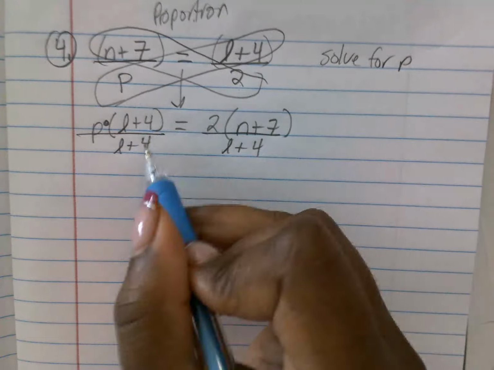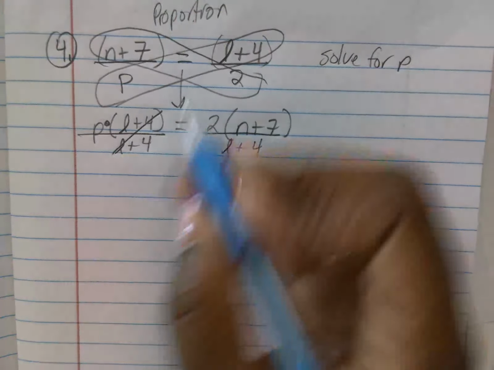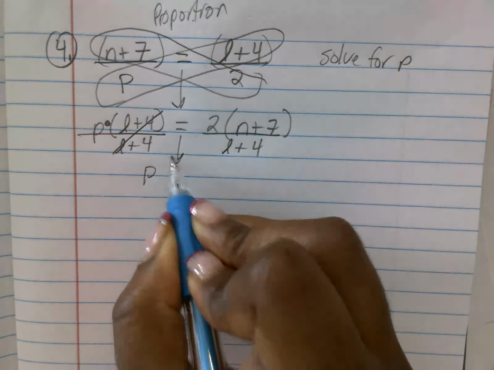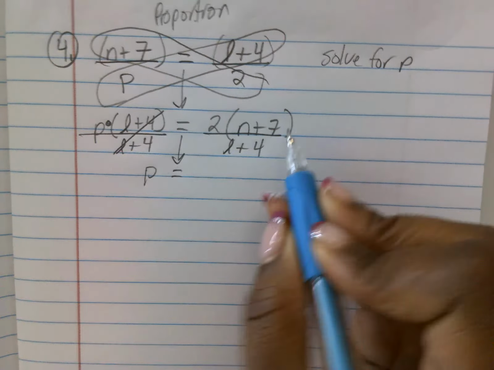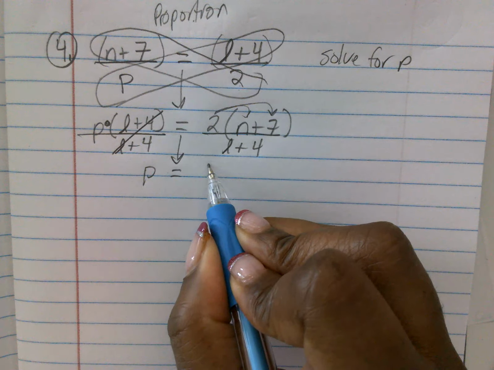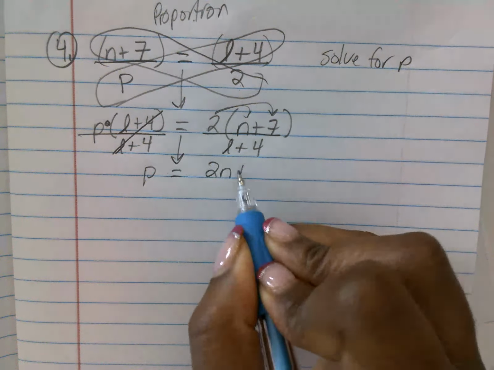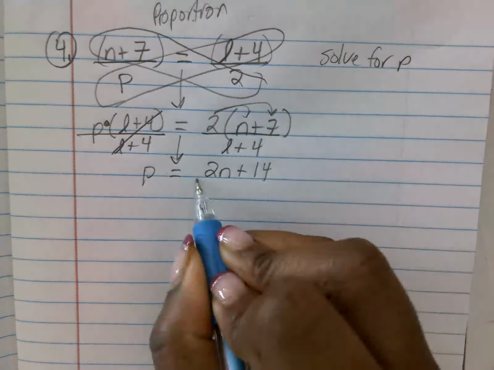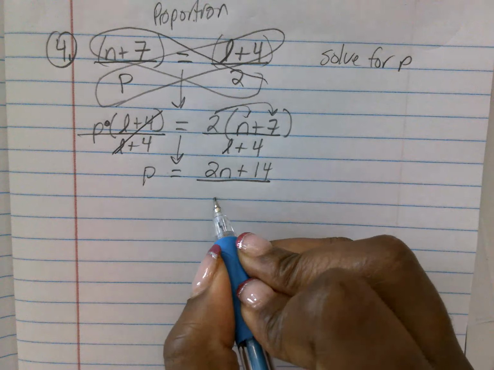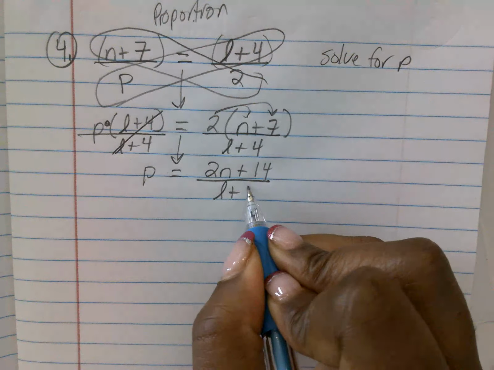So L plus 4 divided by L plus 4 is 1. And we're left with P. And then on this side, at the top, I can distribute this if I want to. What does that give me on the top? 2 what? 2N plus what? 14 divided by what? L plus 4.